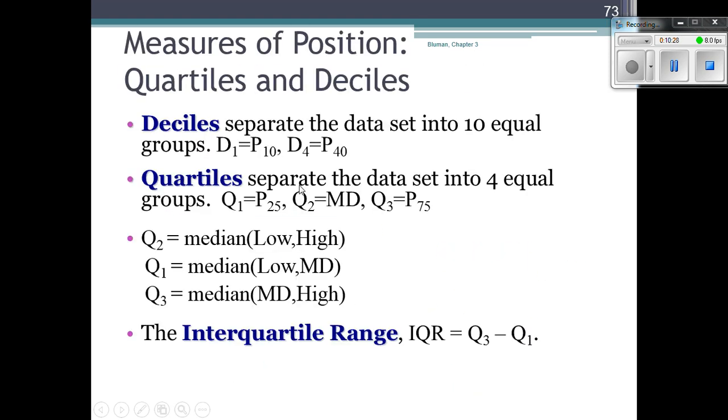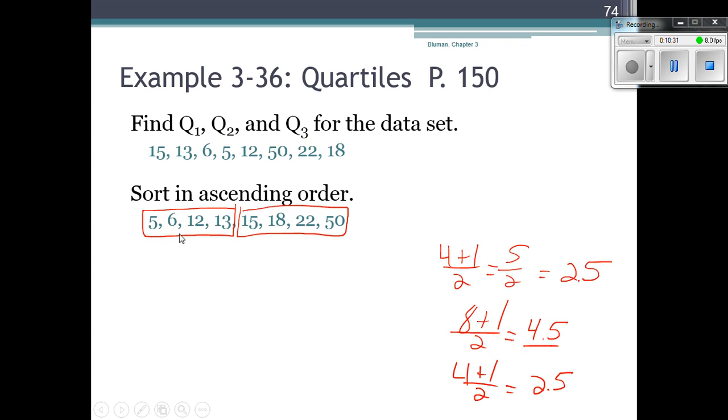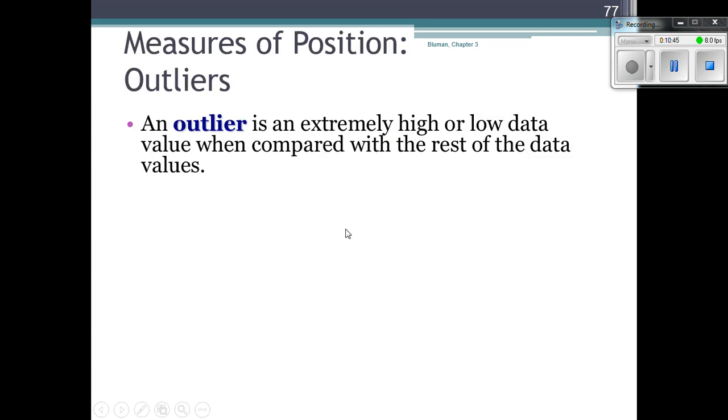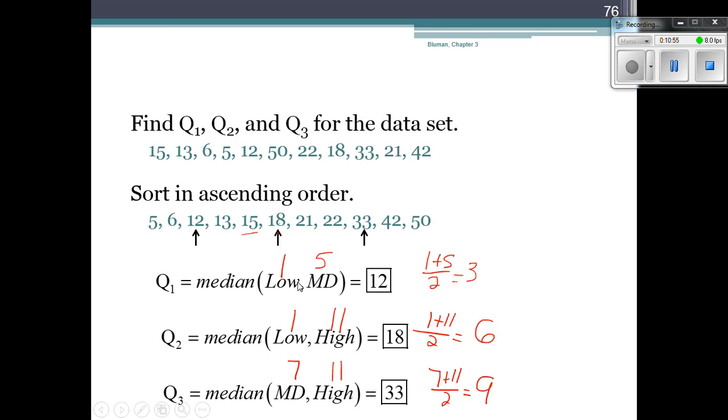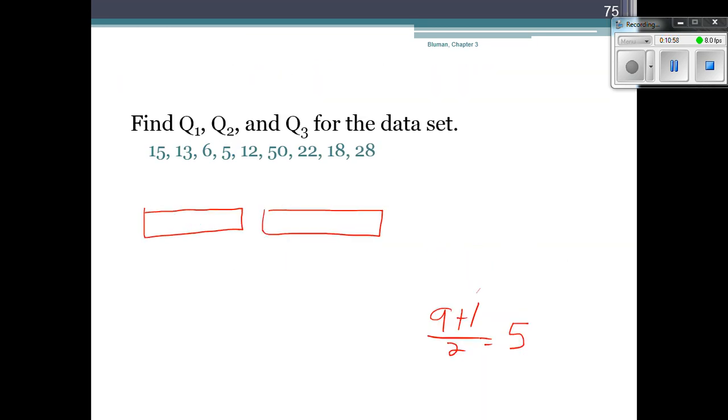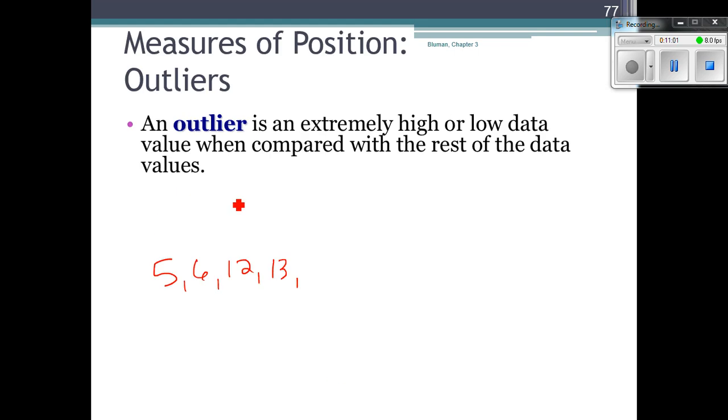We're going to go back here, and we're going to use these pieces of data. 5, 6, 12, 13, 15, 18, 22, and 50. Okay? I'm going to forget those numbers. 5, 6, 12, 13, and 15, 18, 22, and 50.